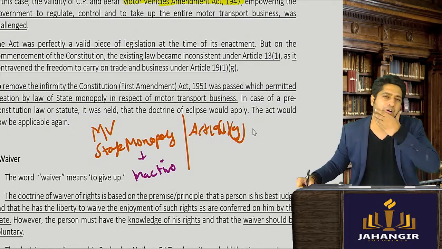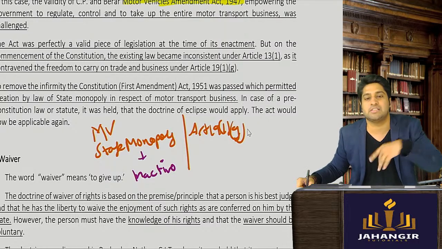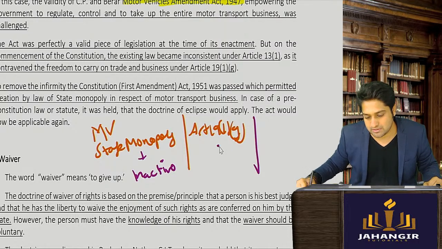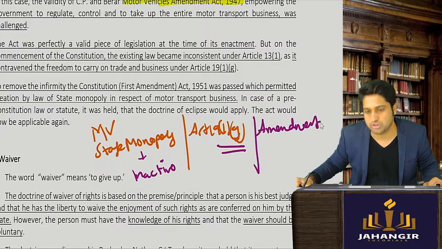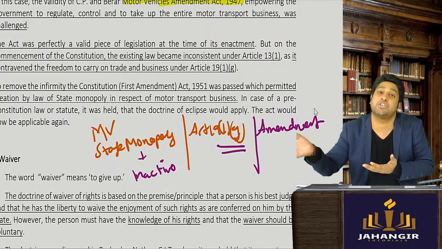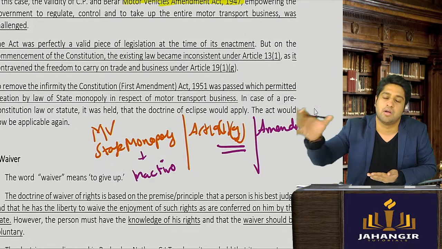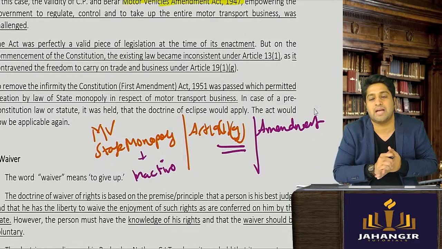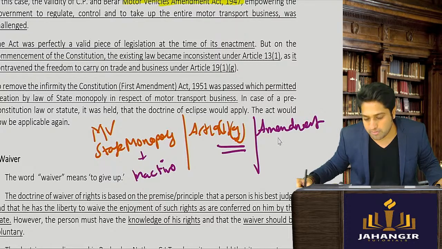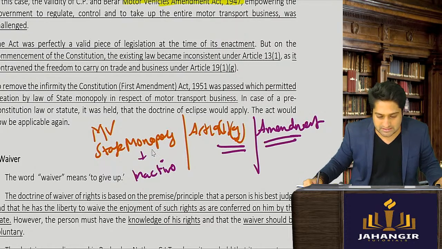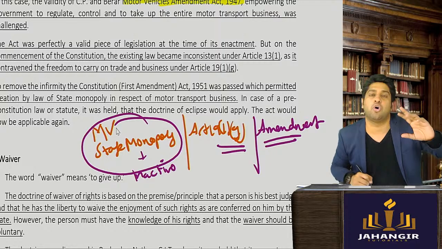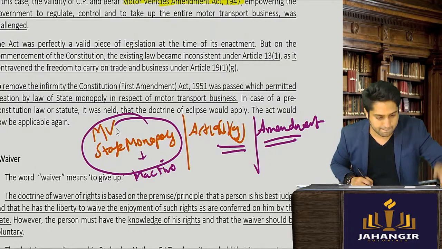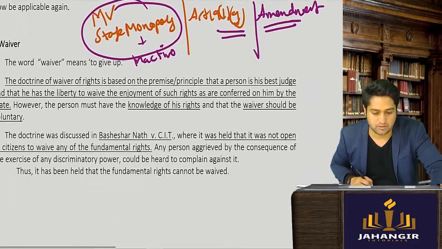Then the government said, listen, we still want state monopoly. So they brought in a constitutional amendment and removed the restriction, so that the state can have monopoly and can restrict others. The moment that amendment came, this Act became automatically valid. Clear? That was the law.